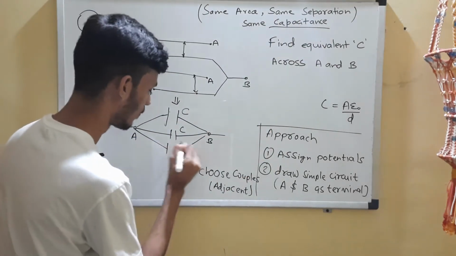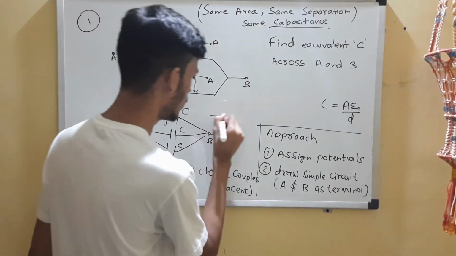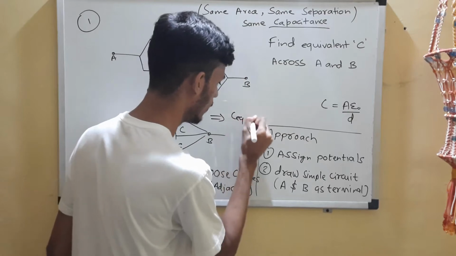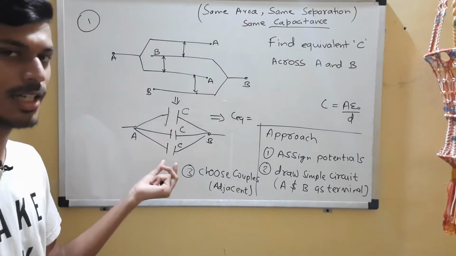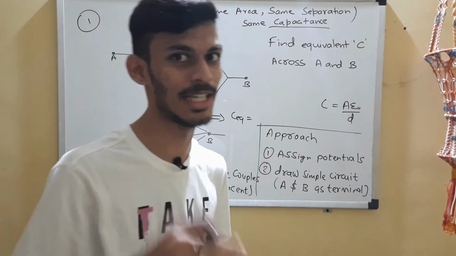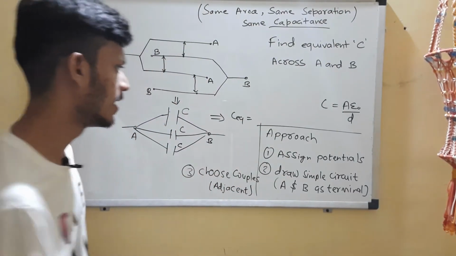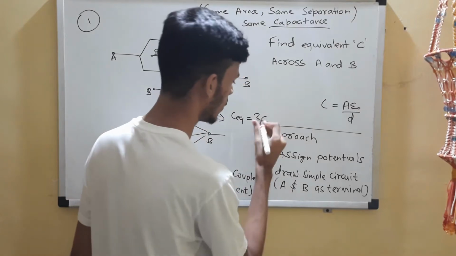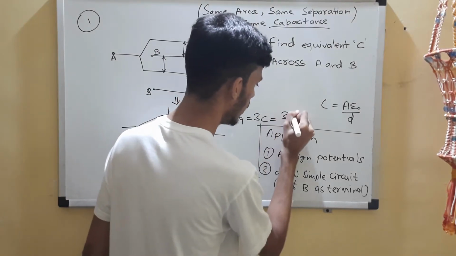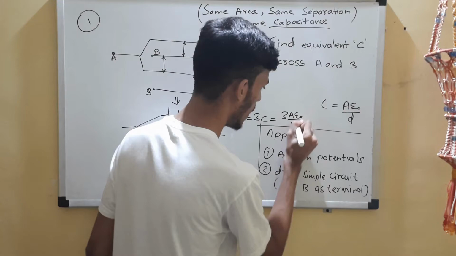I'll revise the approach if it's not clear. So C equivalent will be given as C plus C plus C. In parallel, you add the capacitance. It's opposite to resistance. So here you'll have C plus C plus C, that is 3C. In place of C, you can substitute that, and you'll have 3 into epsilon naught A by D.